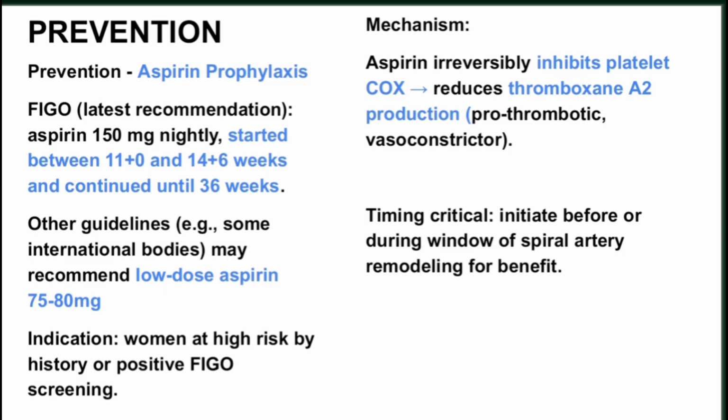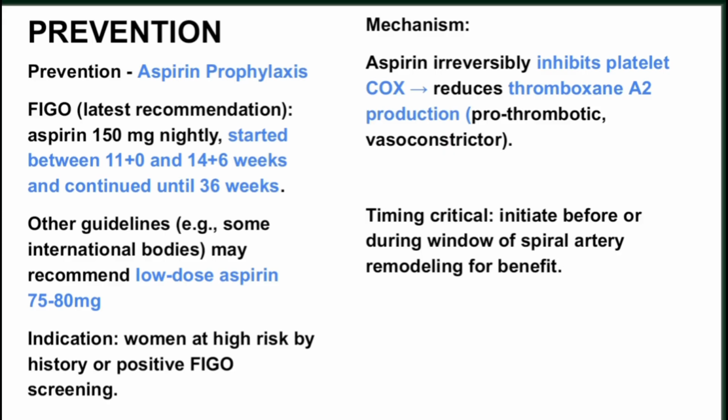So it's very important to know that we have prophylactic measures to prevent preeclampsia. The timing is crucial because we need to initiate it before or during the spiral window, when spiral artery remodeling is happening. That's at least 11 to 14 weeks and 6 days, because we know that's when spiral artery remodeling begins to happen.